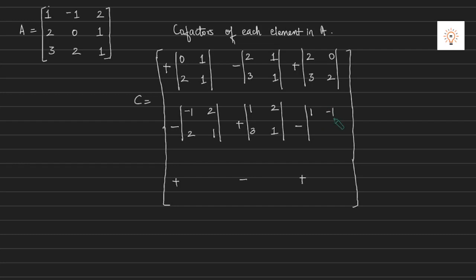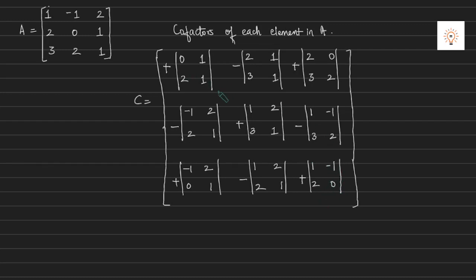1, negative 1, 3, 2. For the last row elements, I'll get it as minus 1, 2, 0, 1. Here I'll get it as 1, 2, 2, 1. And for the last element in that matrix, I'll get it as 1, negative 1, 2, 0.